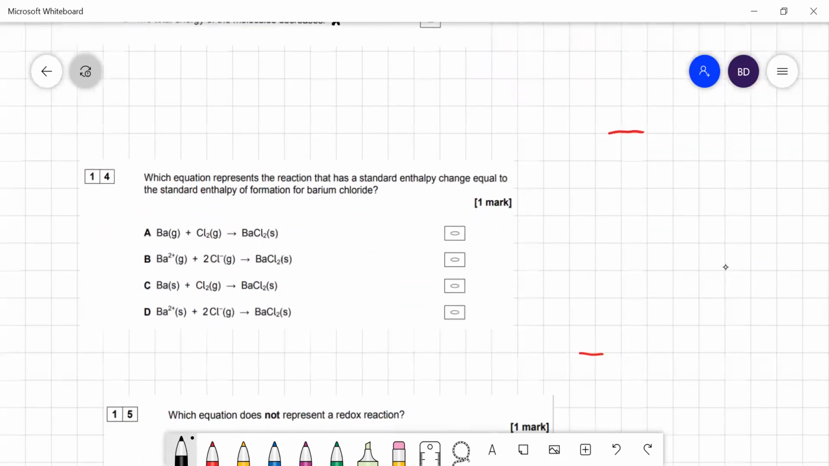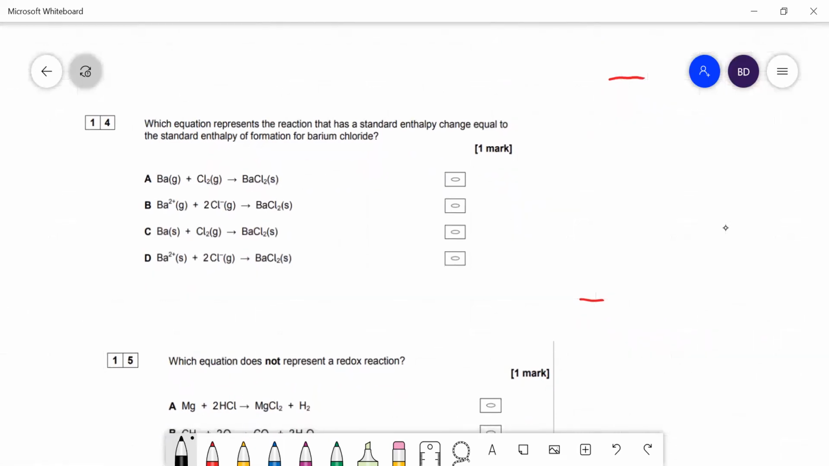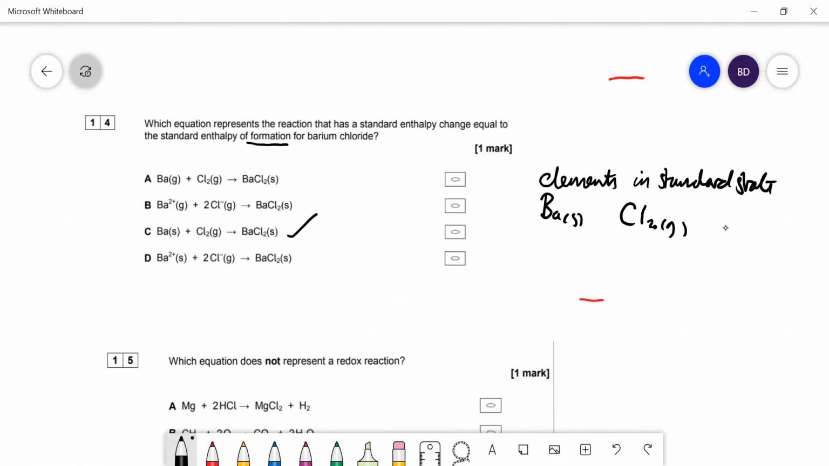Right. Which equation represents the equation that has a standard enthalpy change equal to the standard enthalpy of formation? So we want elements in their standard states. That's what we want. Okay, the standard state of barium, it's a metal, it's going to be a solid, and chlorine, of course, is Cl2, gas. So that one is the right answer. A is wrong because the state symbol of barium is wrong. B is wrong because it's ions, and D is wrong because it's ions. It shouldn't be ions.